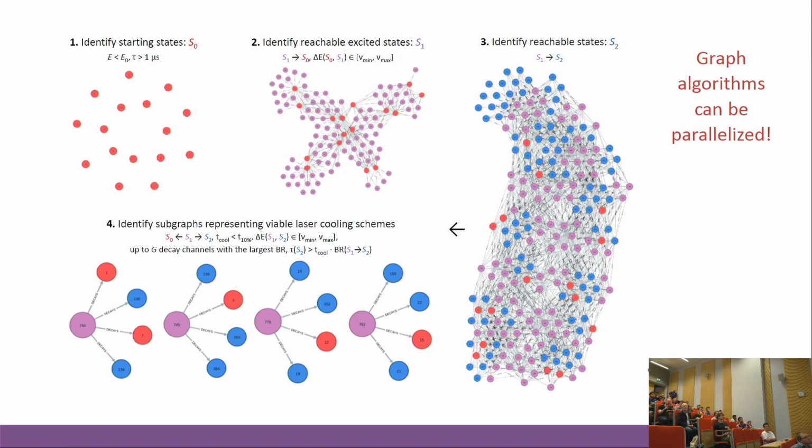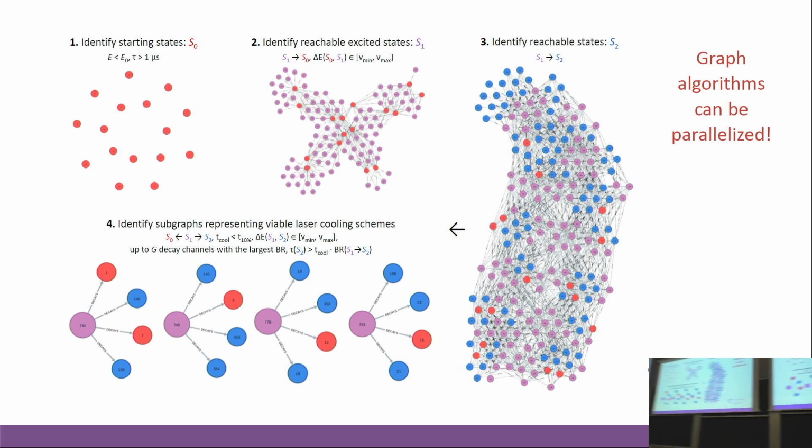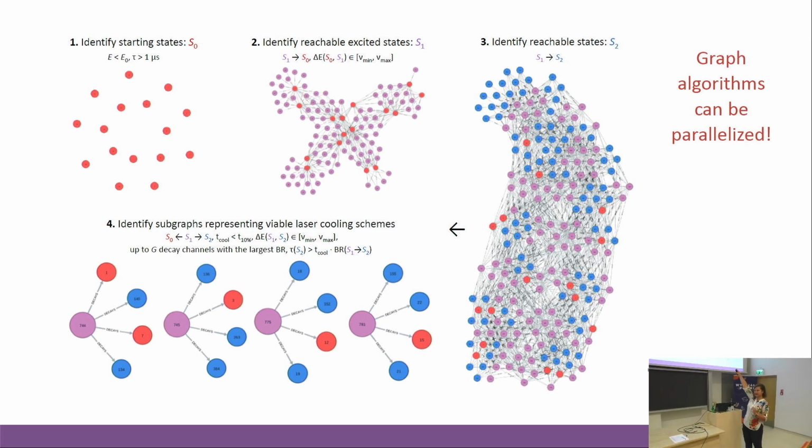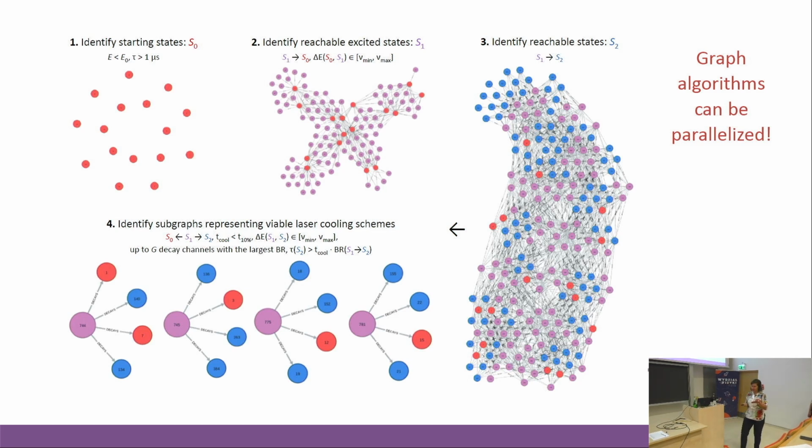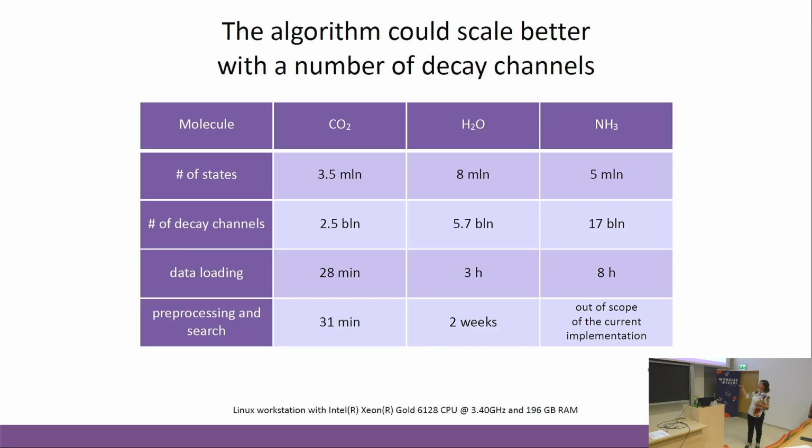So these red dots are the starting states. Usually they are of order 100, maybe 500. And then you find those excited states. Now the size of the graph increased, and then all possible states that they decay to. So actually what really matters, it's a good point, is the size of this graph, because this is where you're going to search for a viable laser cooling scheme. It just happens that usually it's proportional to the size of the whole graph. So here, not to make it too complicated, I printed those numbers.